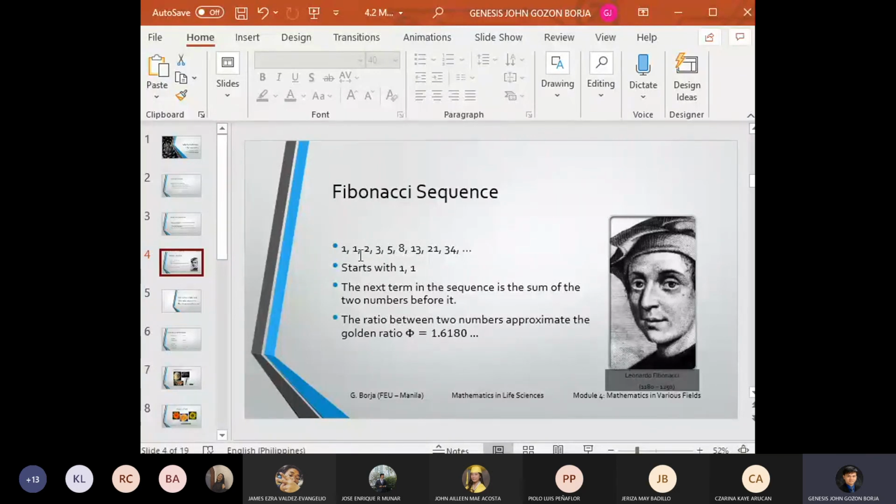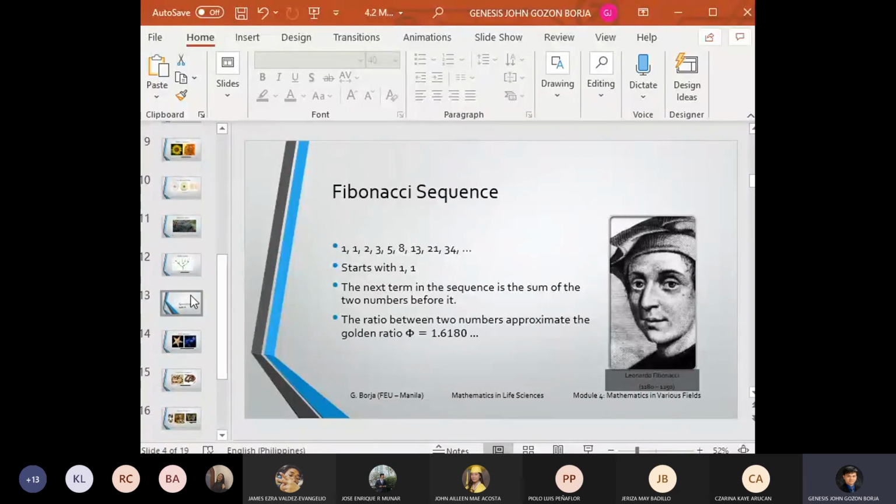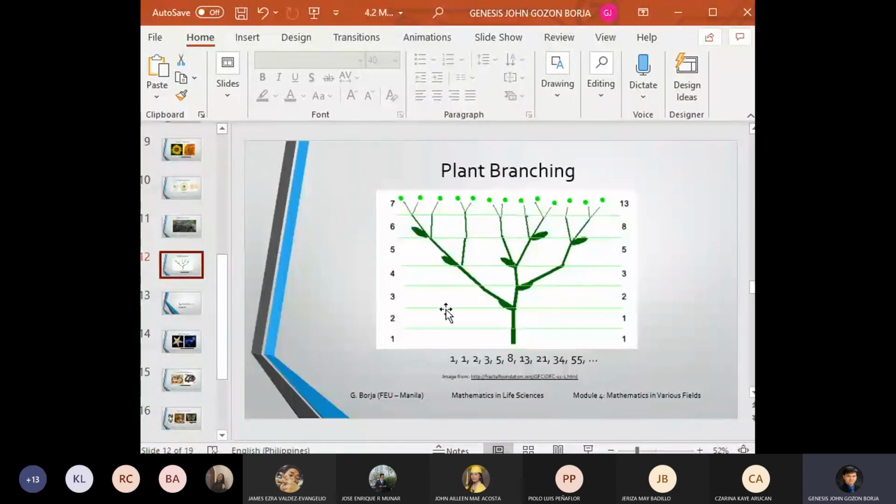Pero yung bagong panganak na pair, hindi pa agad yun magkaka-baby. So after ng susunod na buwan pa ulit. Pero yung original na pair ay patuloy-tuloy nang magkakaroon ng babies after each month. Okay? So kaya nabuo yung Fibonacci sequence. Chika lang naman yun. But going back, so again, the branching of the plants or the trees are also following the Fibonacci sequence itself.